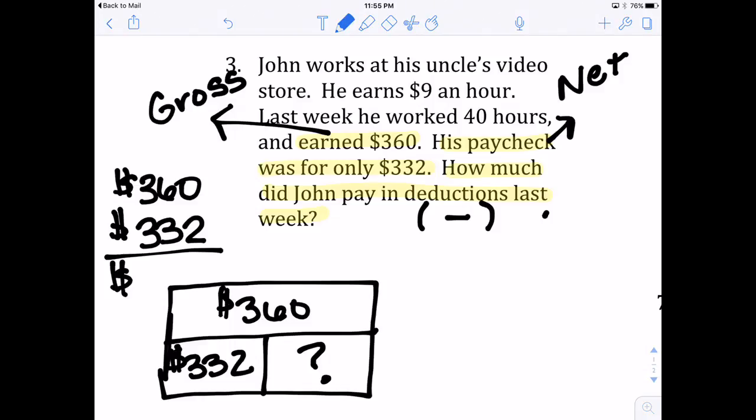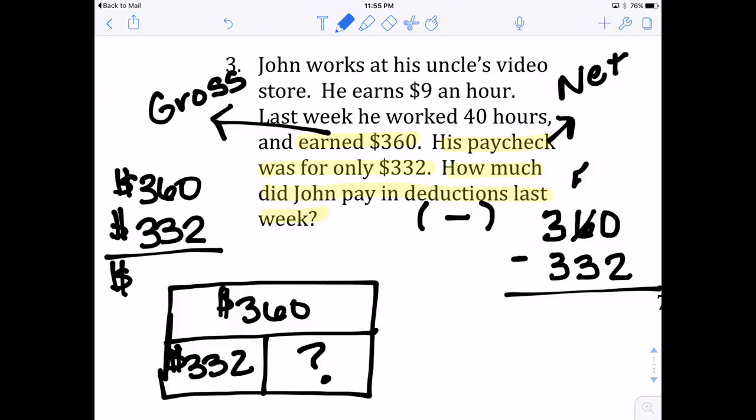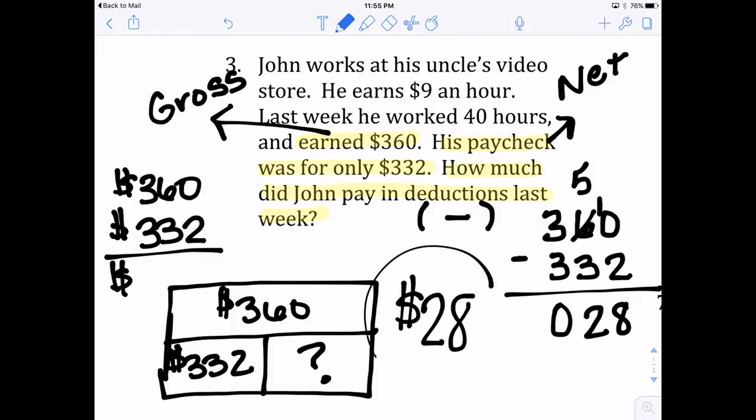So we're going to set our numbers up over here. 360 minus 332. We're going to start trying to subtract. We can't do 0 minus 2. We regroup. 10 minus 2 is 8. 5 minus 3 is 2. 3 minus 3 is 0. So we find that his total deductions out of his paycheck were $28.